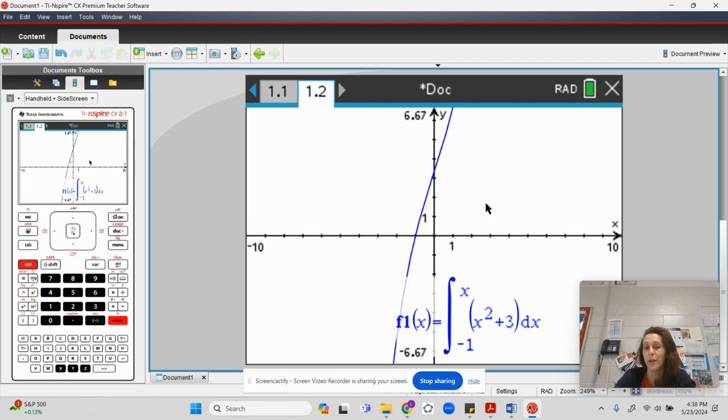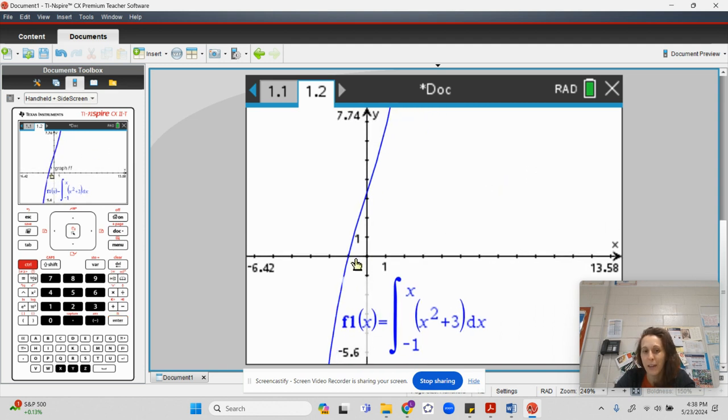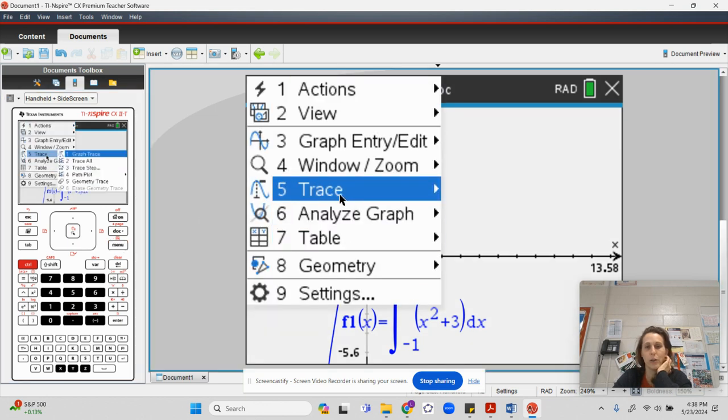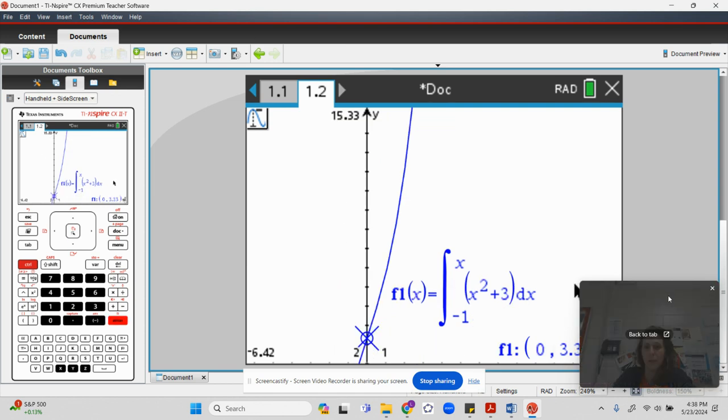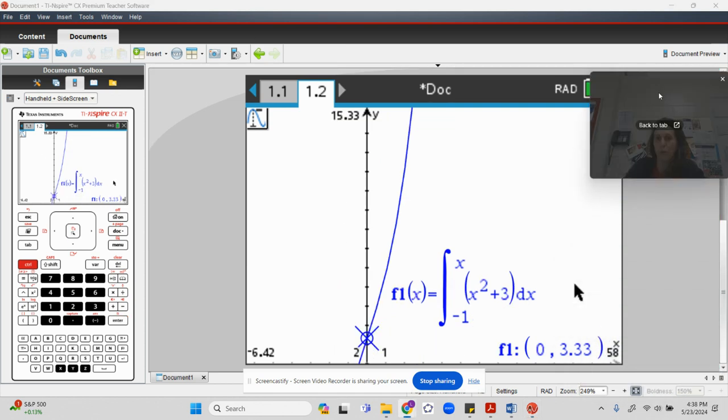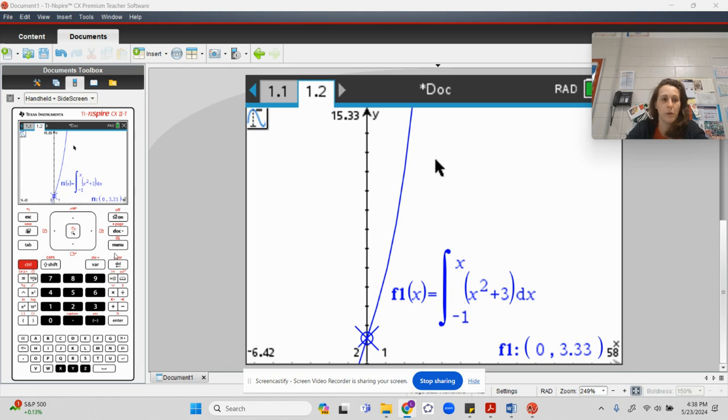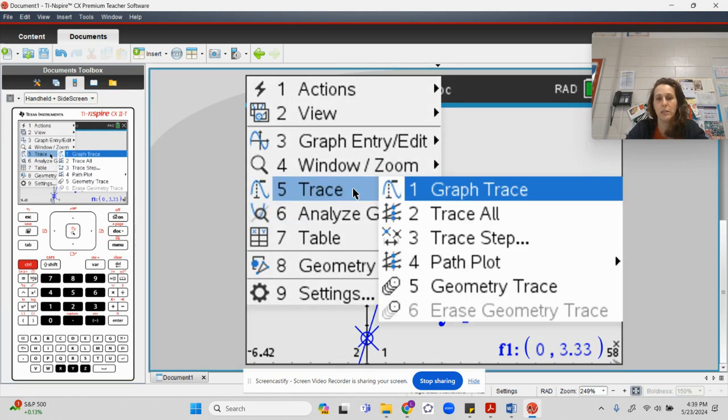Cool. That's the area under that curve for different values of x. So from like -1 to -1, the area would be 0. That makes sense. There's no area if I could just go from -1 to -1. From -1 to 0, I could say trace, graph trace. -1 to 0, the area under the curve would be 3.33. Interesting.